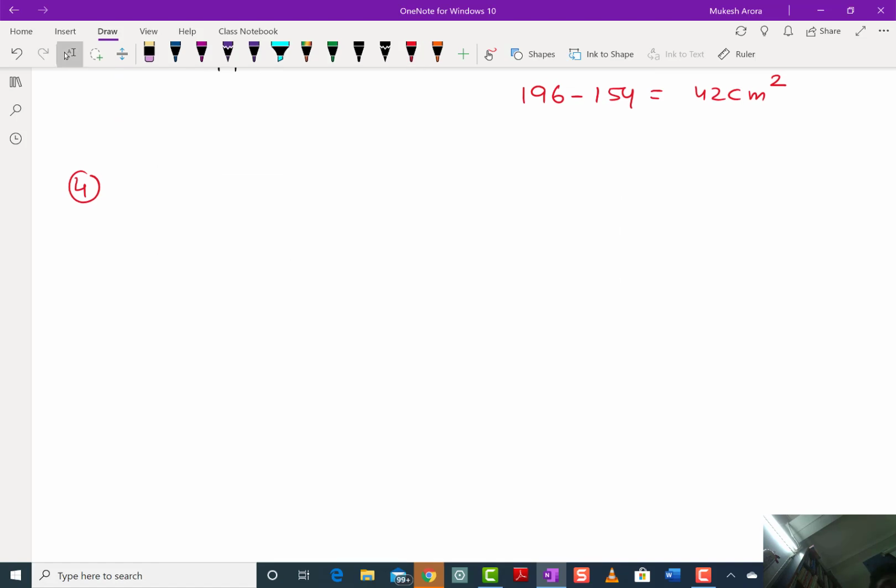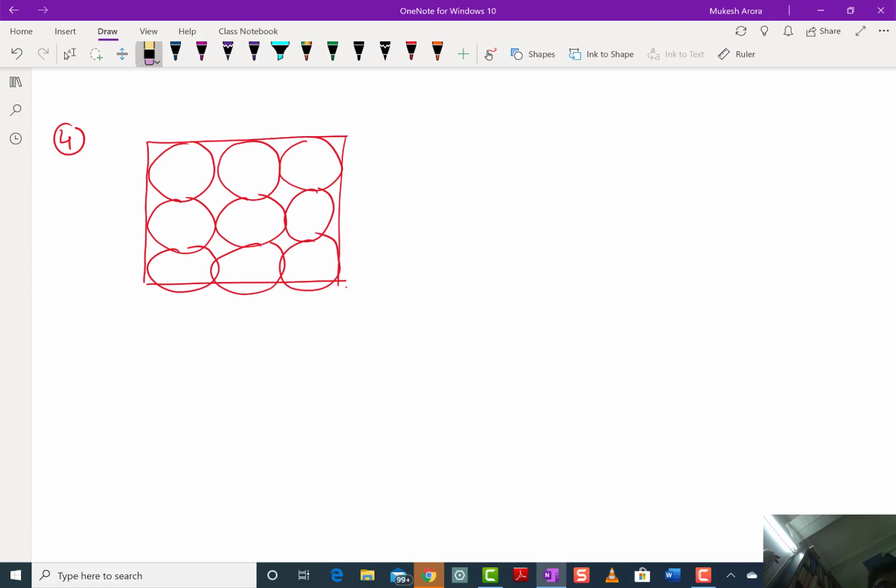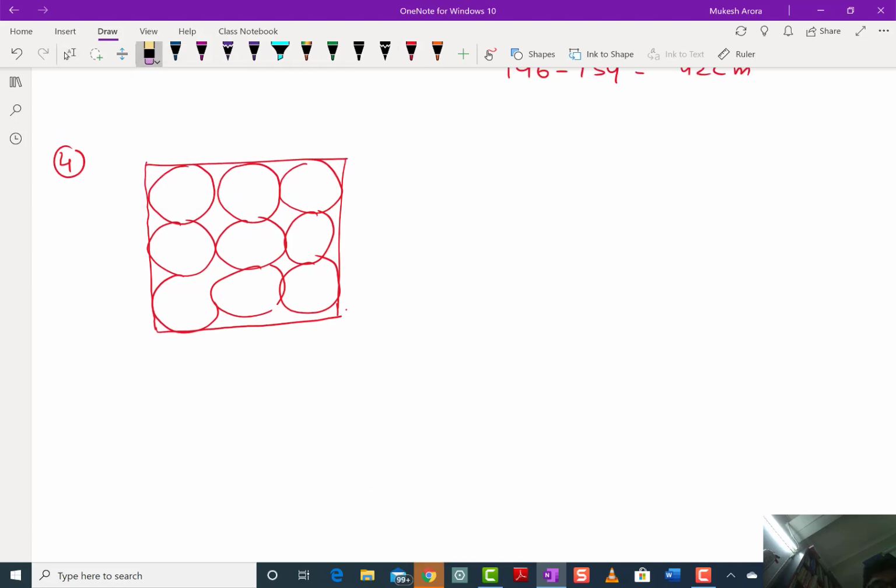Question number 4. A square handkerchief, nine design circles are there. So the question is, find the area of the remaining portion.